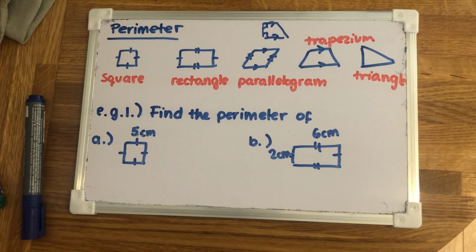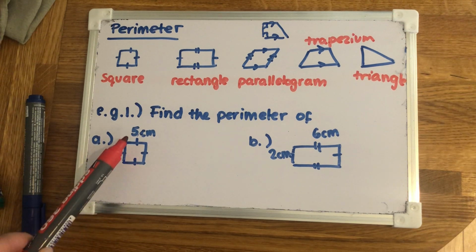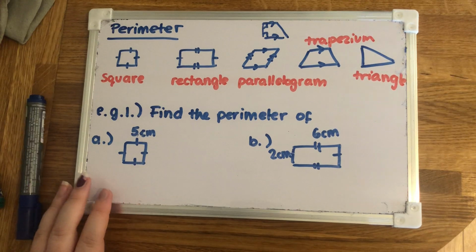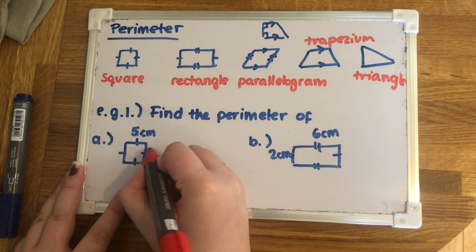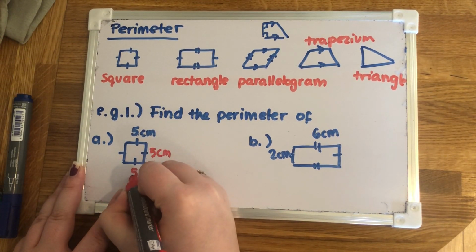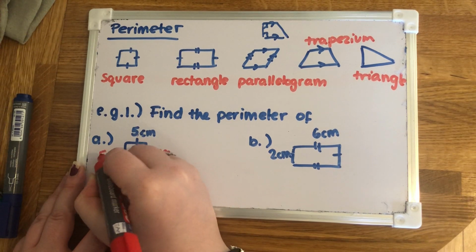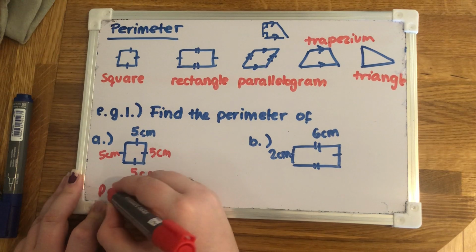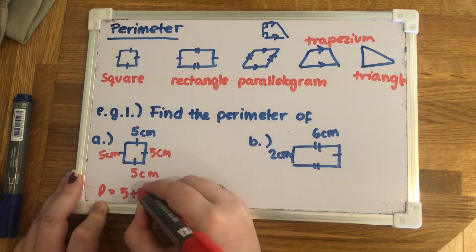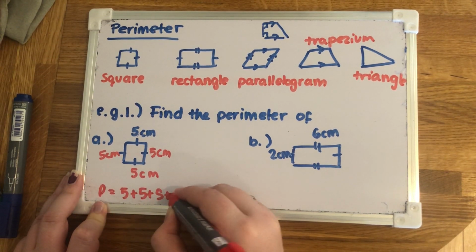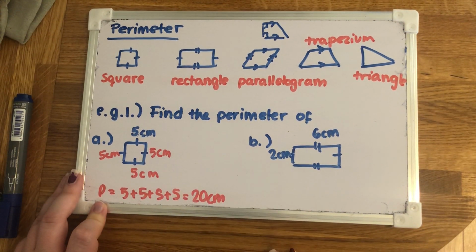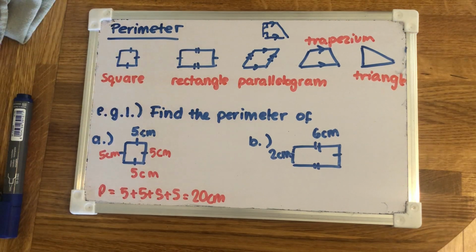Okay, so for the first one, this is a square. Now these little lines just mean that all the sides are the same, so that's why it's telling me it's a square. To find the perimeter, as I said before, all the sides are the same, so all of them are going to be 5 centimetres. So the perimeter is just going to be those numbers all added together, which is 20 centimetres. Make sure you also include the units.